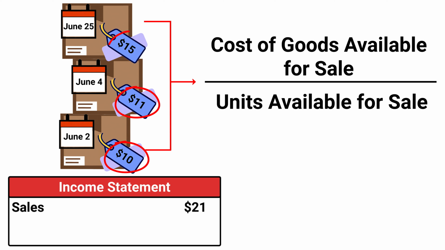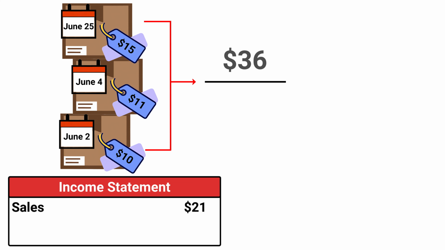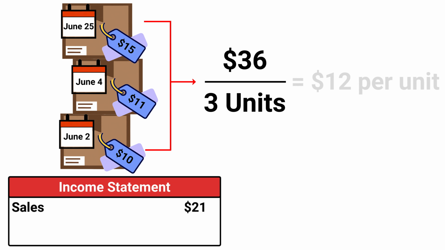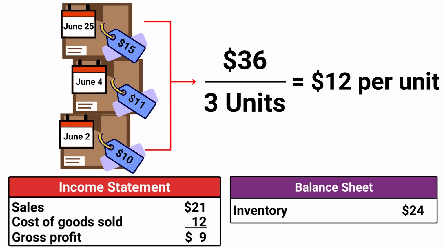In our example, we add the inventory costs of $10, $11, and $15 per unit to get cost of goods available for sale of $36. We divide that by 3 units to get an average cost of $12 per unit. Because we sold 1 unit, we report $12 as cost of goods sold on the income statement. And because we have 2 units left in inventory, we multiply that by the $12 weighted average cost to get $24 reported on the balance sheet.